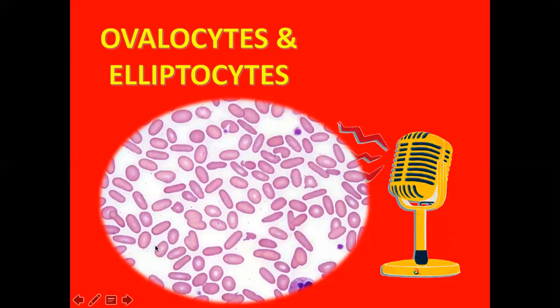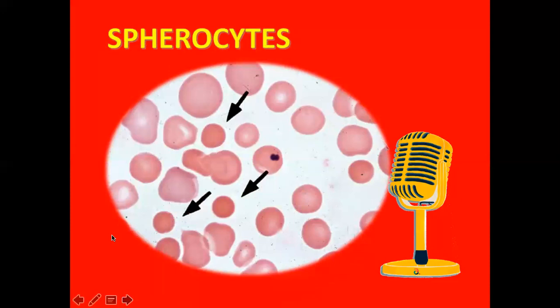And the next one is spherocytes. So what are these spherocytes? As you can see, the spherocytes are smaller in diameter than the normal red blood cells. The normal red blood cells are usually 6 to 8 microns in diameter, and those less than 6 microns in diameter are spherocytes.